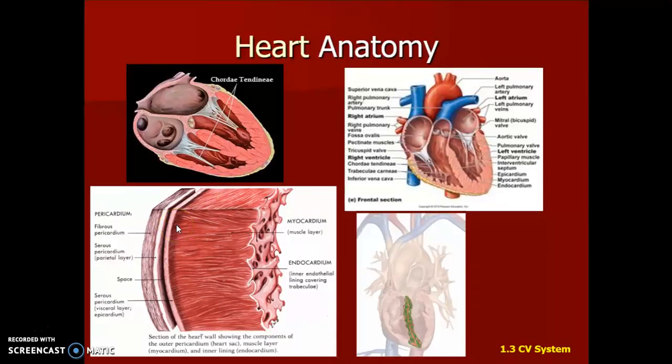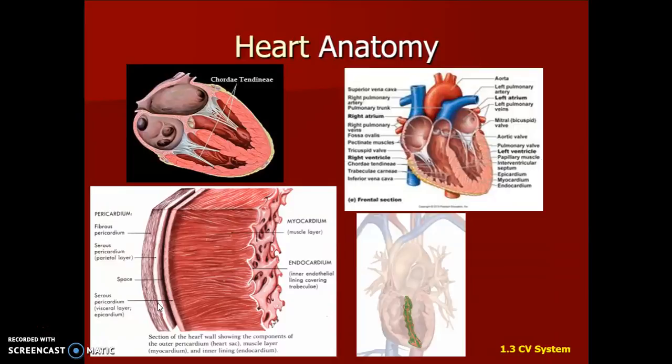Right, the next layer is the pericardium, which is a fibrous layer. It's a dense connective tissue which anchors the heart. It prevents the heart from overfilling with blood, and also protects the heart from any nearby infections.